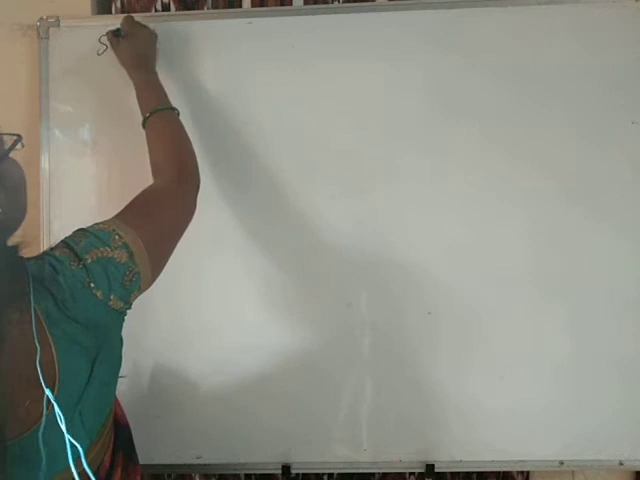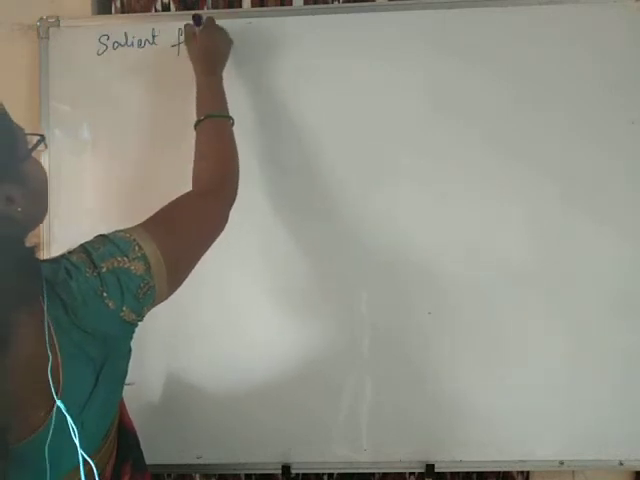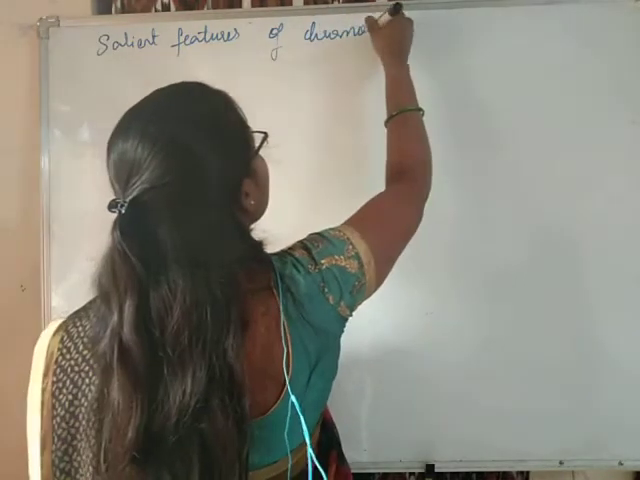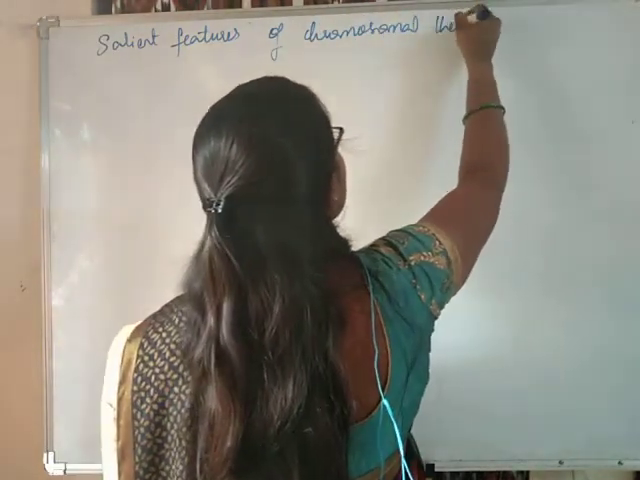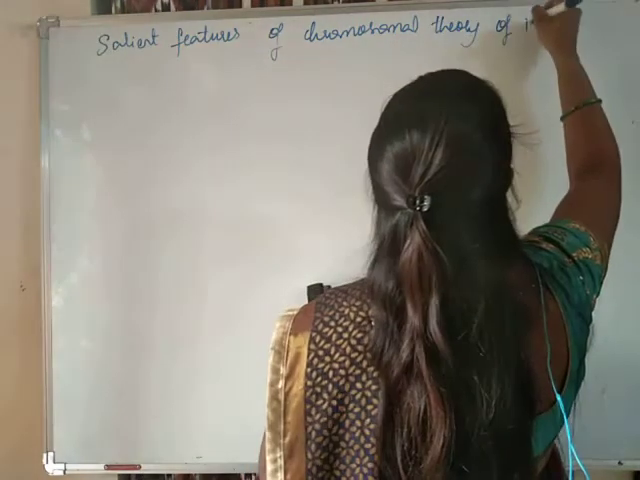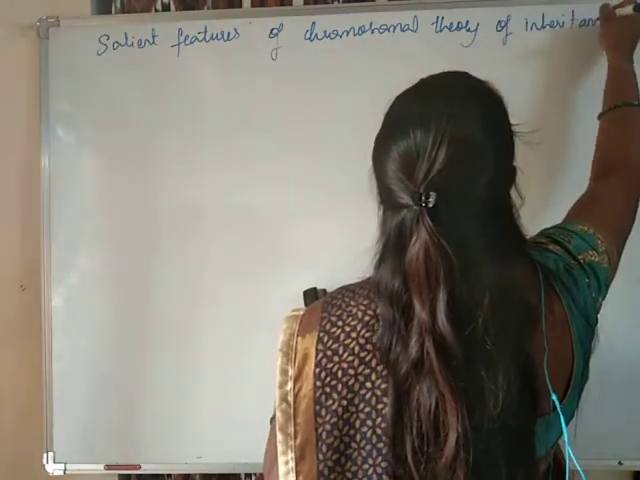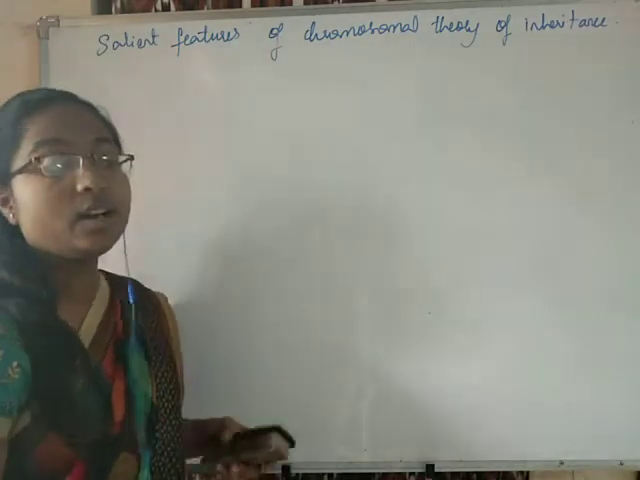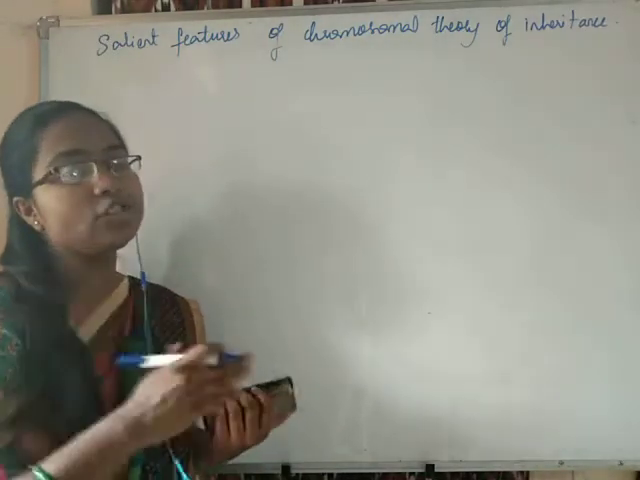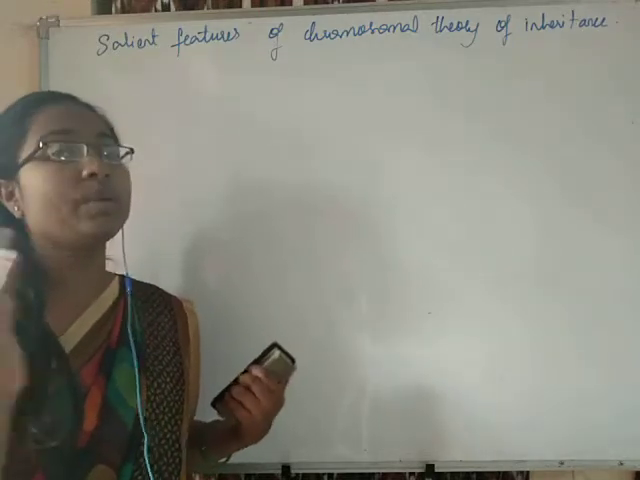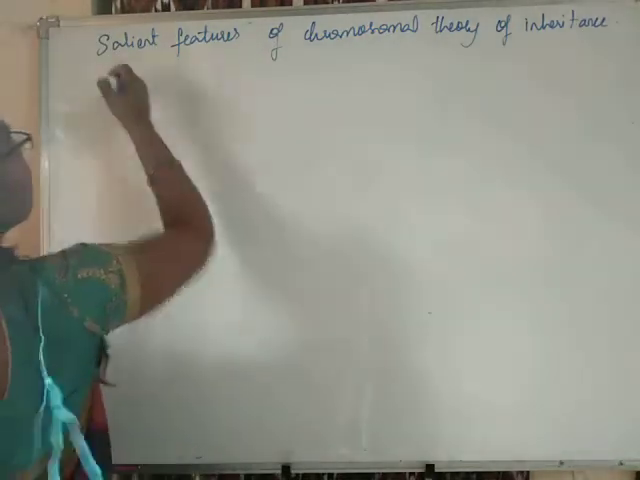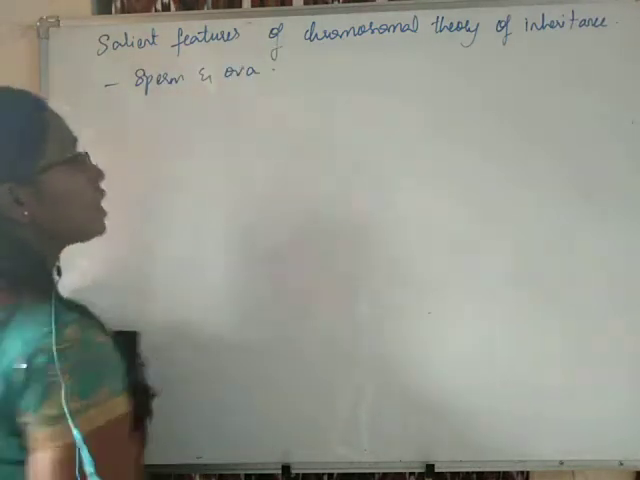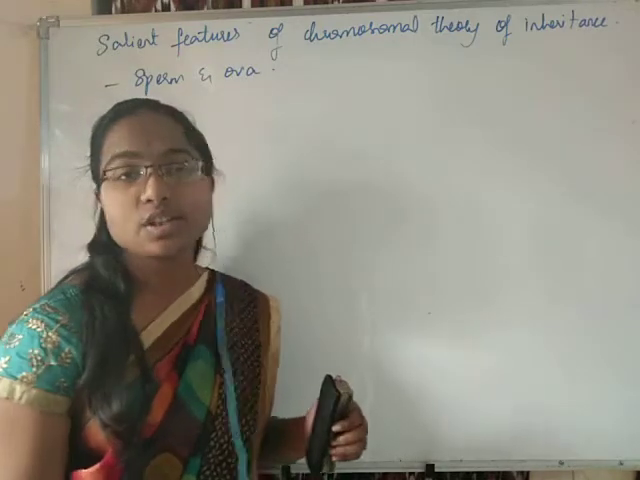Now we are going to learn the salient features of the chromosomal theory of inheritance. The link between one generation and the next generation is the sperm and ova. The sperm and the ova are the ones which are responsible for connecting the different generations.